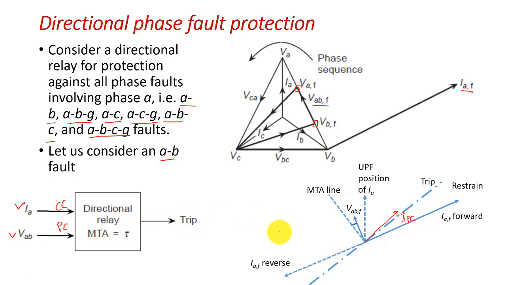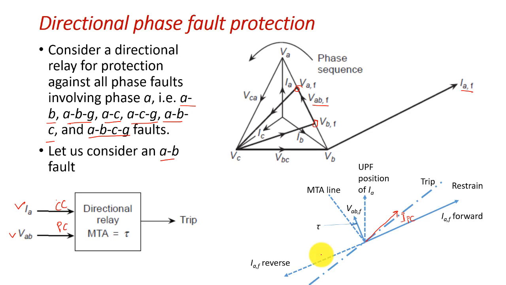Then let us see the reverse current IAF, which is lying in the trip region. For reverse fault current, this relay will operate. That means it will mal-operate. So therefore with this kind of arrangement, we should not feed VAB to the pressure coil.